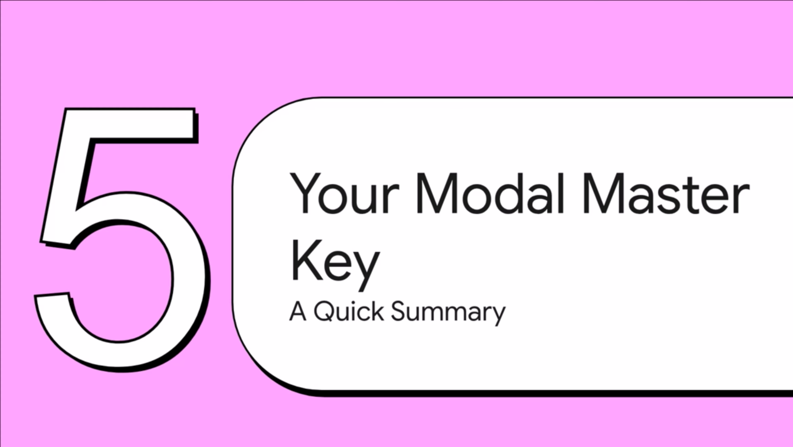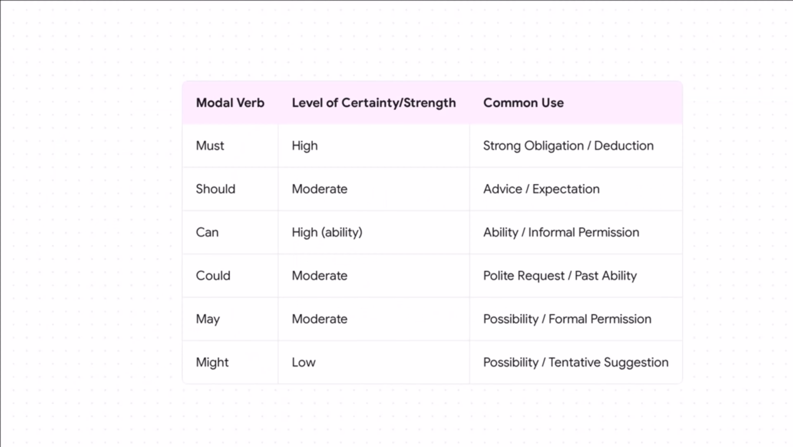Okay, we've covered a ton of ground, so let's pull it all together into one simple place. Think of this next slide as your master key for modals, a quick guide you can always come back to. So here it is, your go-to cheat sheet. It connects the modal verb directly to its strength level and its most common job, whether you're giving strong advice with must, making a polite request with could, or just talking about a slight possibility with might. This is a fantastic tool to have handy when you're writing or just feeling a little stuck.